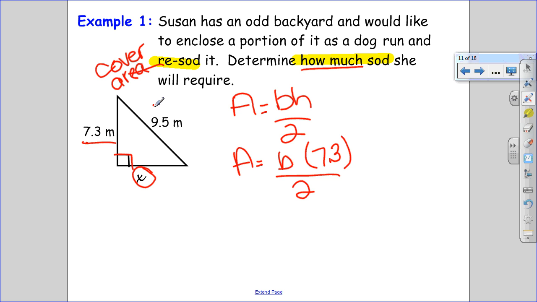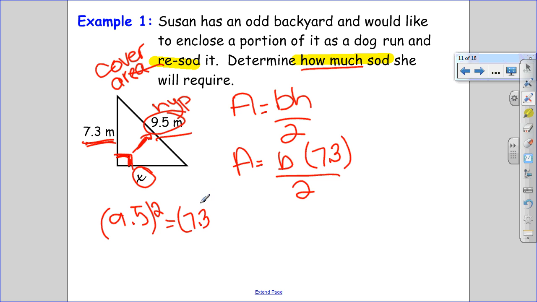I know 2 sides in a right triangle. I know what that tells me to use. It tells me to use my good friend, the Pythagorean theorem. And the first thing I need to do is locate my hypotenuse. So I find my right angle, which is right here. I'm going to draw a line straight across, and 9.5 is my hypotenuse. So I can just go off to the side and do some calculations. 9.5 squared is 7.3 squared plus x squared, and that's 90.25 equals, I don't remember.